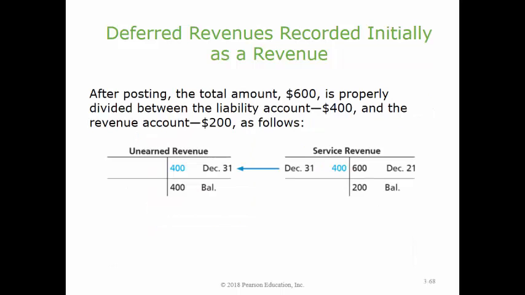The adjusting entry transfers the unearned portion of service revenue to the liability account because Smart Touch Learning still owes e-learning services next year. After posting, the total amount, $600, is properly divided between the liability account, $400, and the revenue account, $200. At December 31, the $600 cash receipt is correctly divided. $400 of unearned revenue and $200 of service revenue, regardless of whether the business initially credits the cash receipt to a liability or to a revenue account.